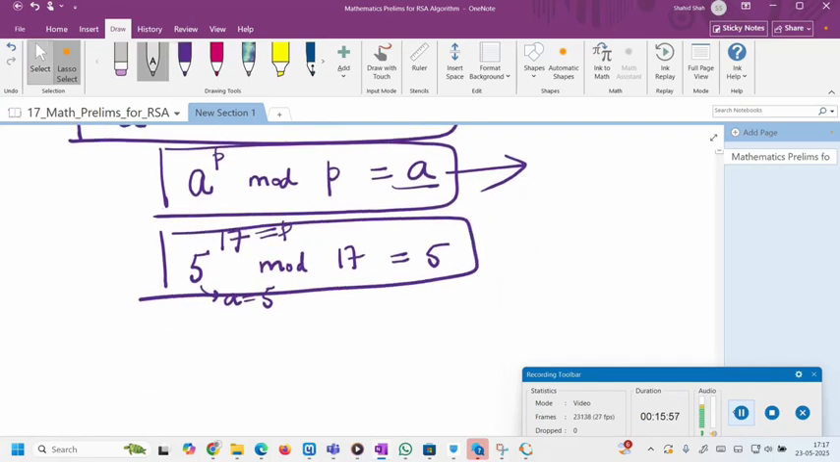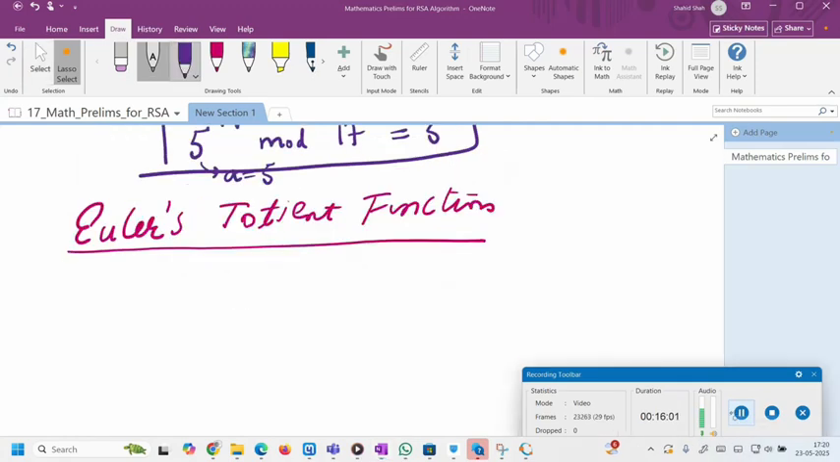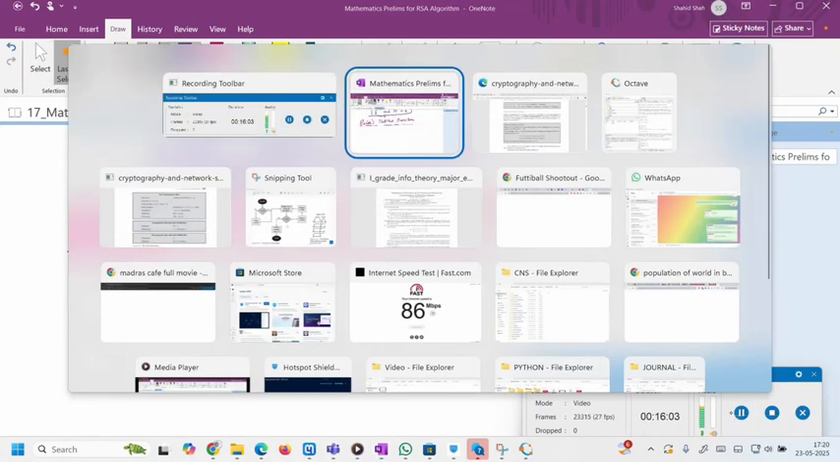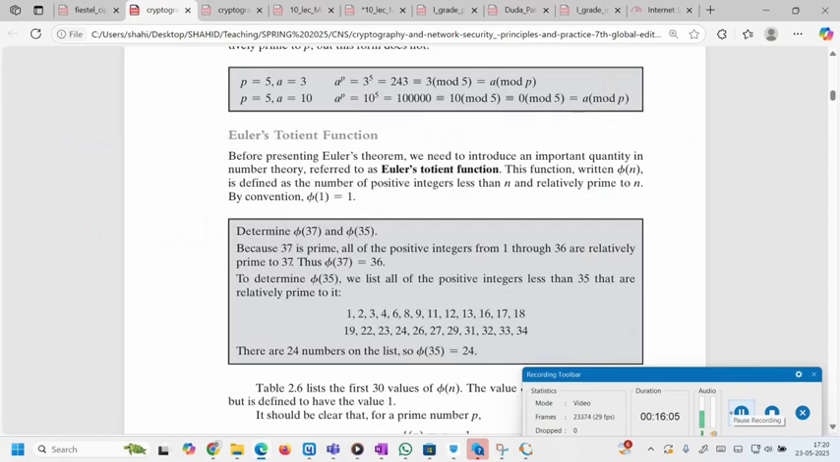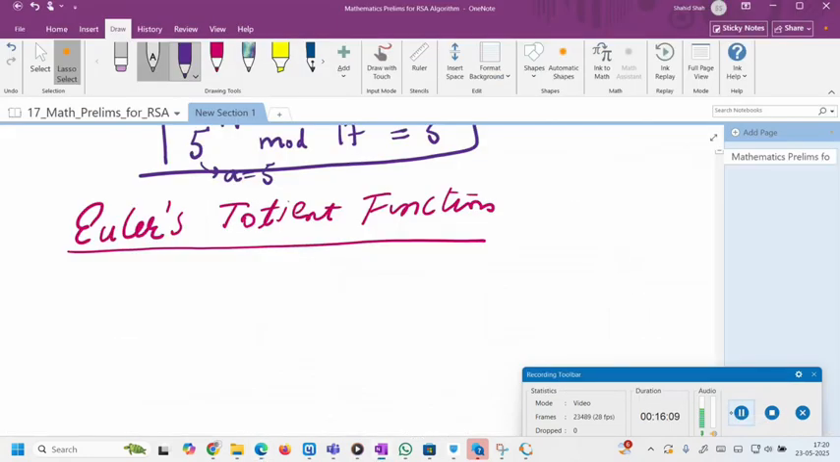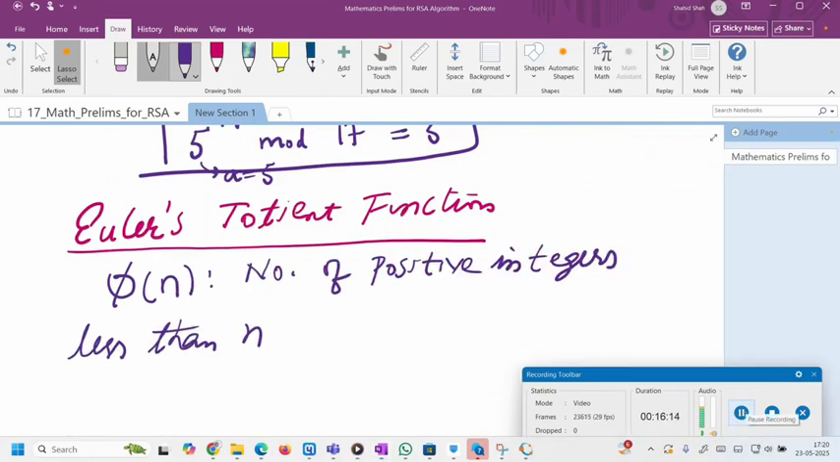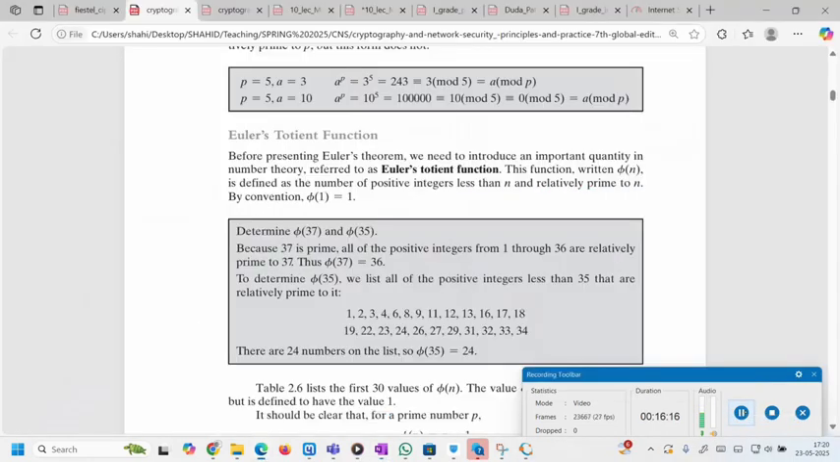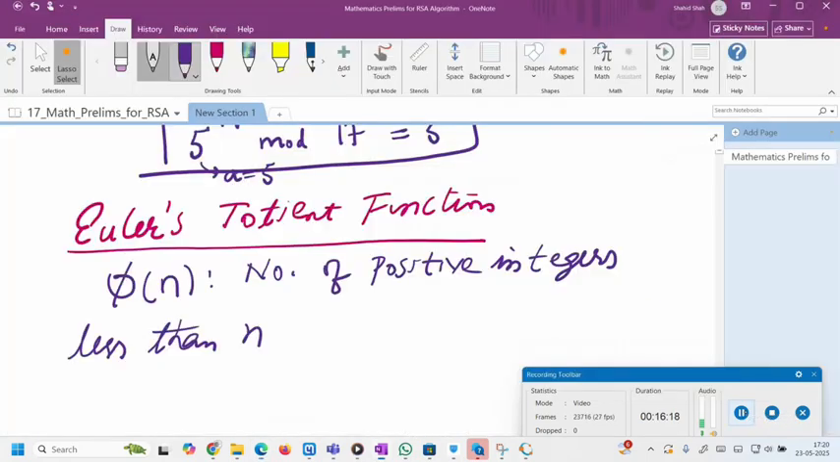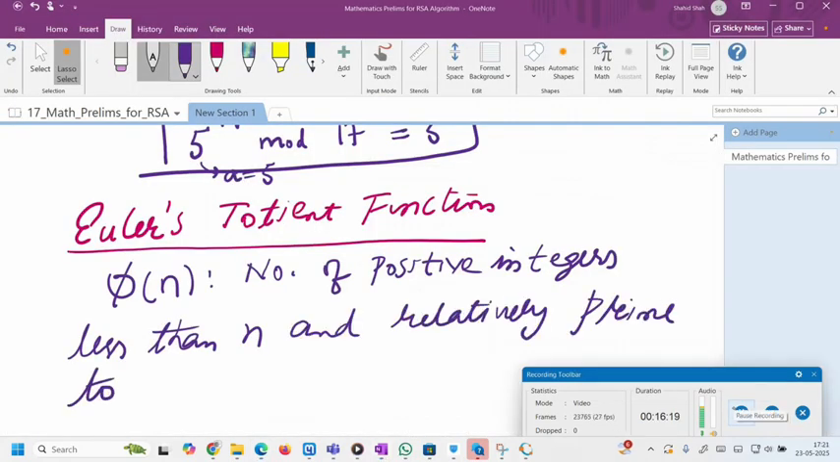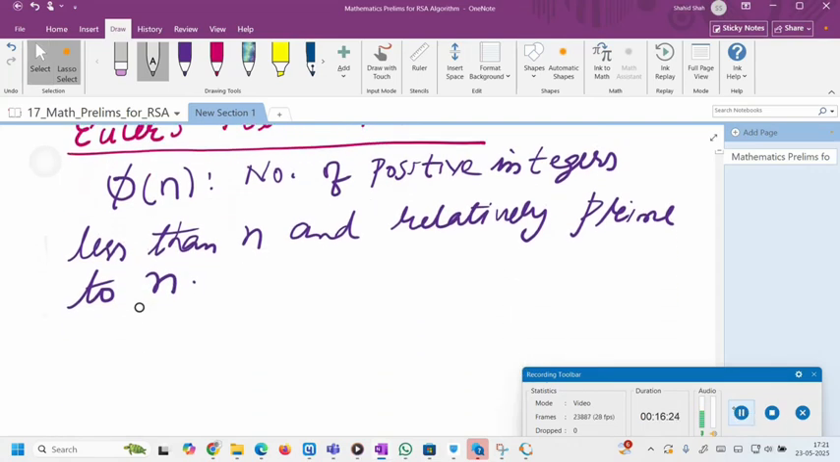Okay, so this simplifies exponentiation whenever the exponent is a prime number. Next, we define Euler's totient function, which we have also defined in the class. It is denoted by phi of n and is defined as the number of positive integers less than n and relatively prime to n. Okay, so it's a very simple thing.